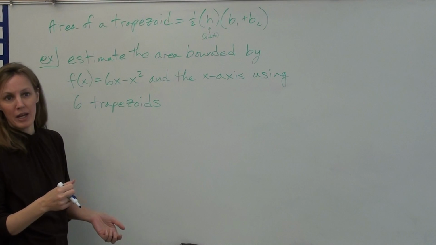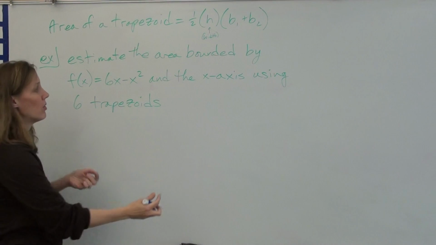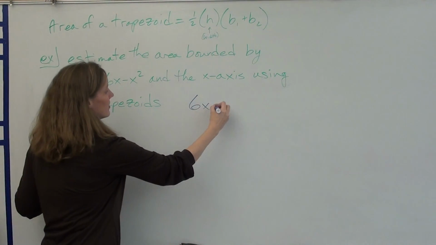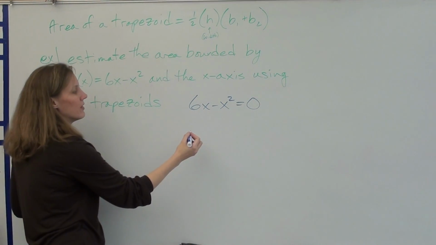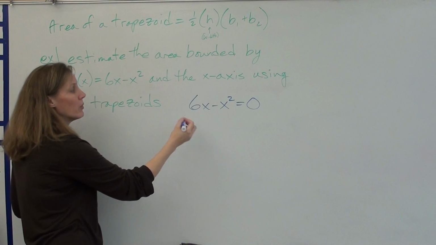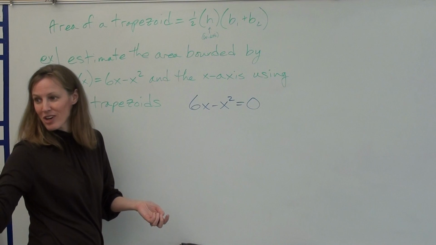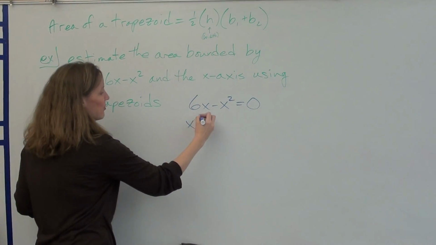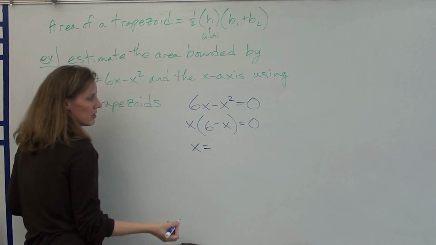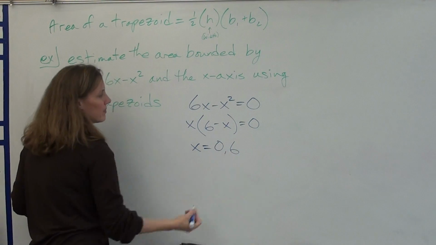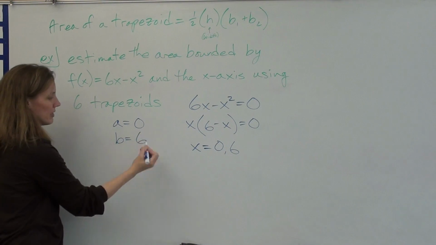This is an upside down parabola, which means we need to figure out where it intersects with the x-axis. So all we have to do is set our function equal to 0. Add x squared to both sides, or not? No, when we solve it quadratically, I always set it equal to 0, and then what do we do? We factor. But it was a good try. Right? Okay. So we factor out an x. And what are our two zeros? 0 and 6. So our left endpoint is 0, our right endpoint is 6.